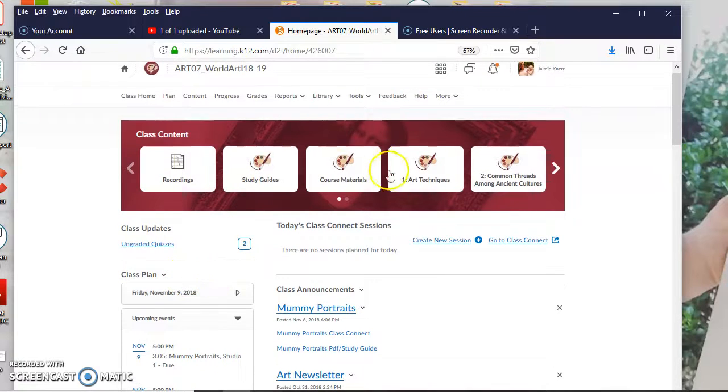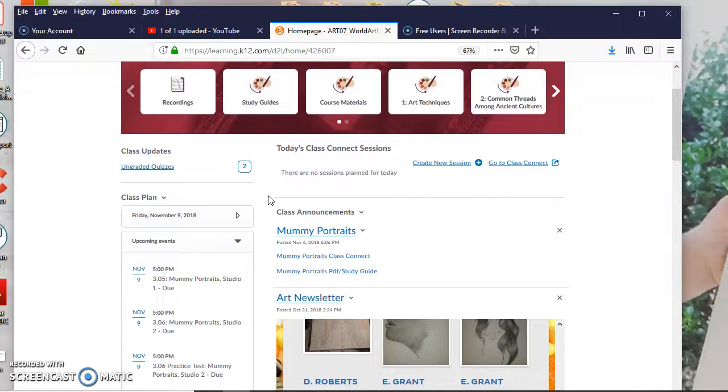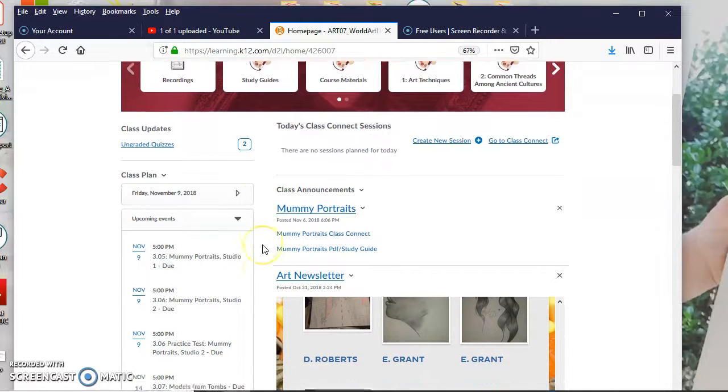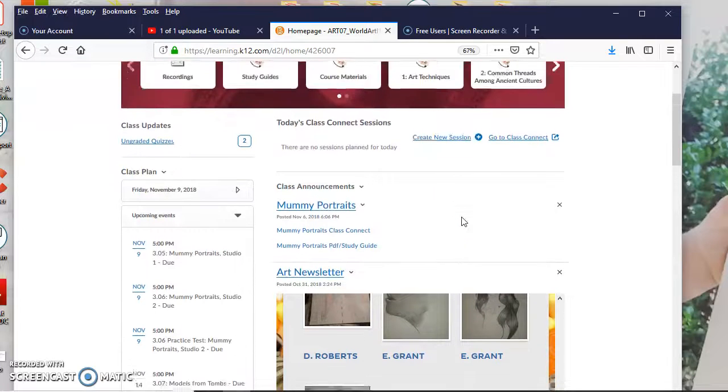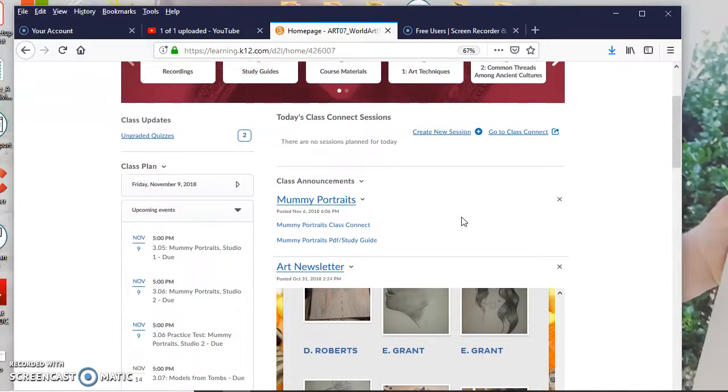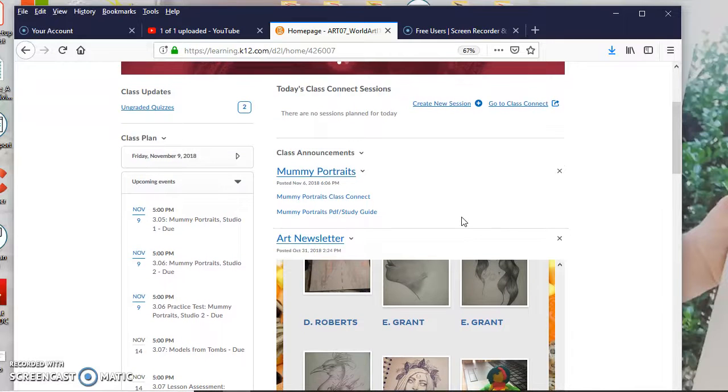Study guides you can find in two places. You can find them over here under class content. See it right here, there's recordings and study guides. Or you can find them under the announcements. I post the study guides or the PDFs of my PowerPoints, which I believe are study guides because I underline the information and I put stars by it. So if you go through the PDFs of the lessons and you pay attention and you read, there's no reason you should be not passing the quizzes, okay, or the test.